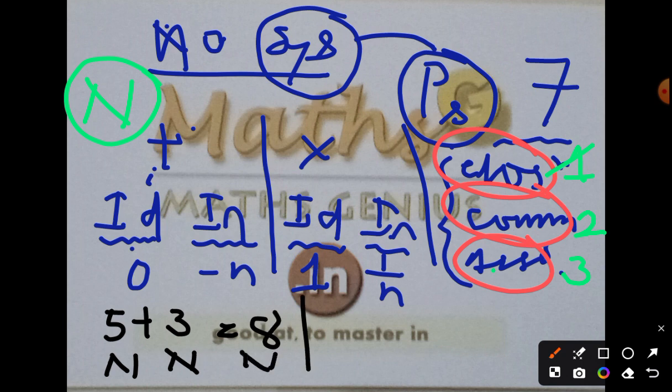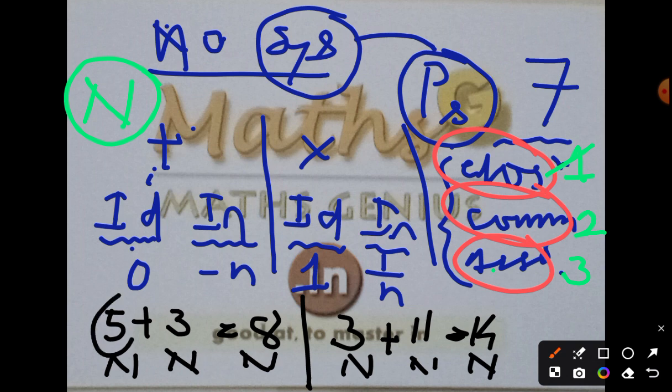So this is one conclusion. The second conclusion, with numbers let's say 3 and 11, both natural numbers, the result is 14, which is a natural number. Natural number means positive number greater than 0. Correct? So any addition we do on any positive numbers greater than 0 will result in a natural number.